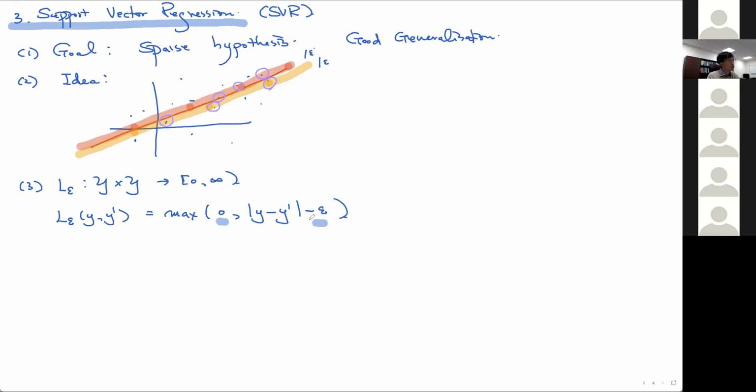Subtracting epsilon means that if it's close enough, then we are not going to worry about this. And it turns out if we do so, we can often achieve a sparse solution, and also the behavior of the regression algorithm that's derived from this loss is very much like a support vector machine. So that's why it's called support vector regression. Okay, so how to do this? Let's realize this idea.